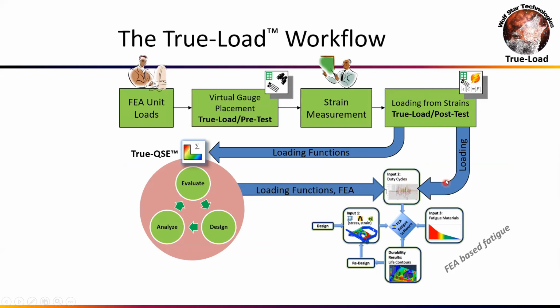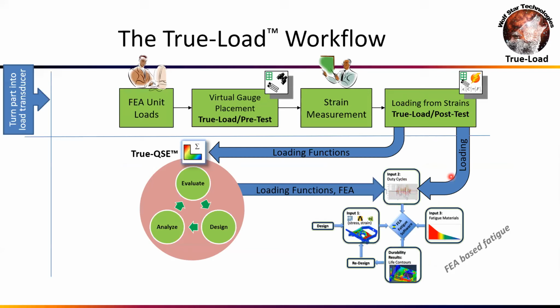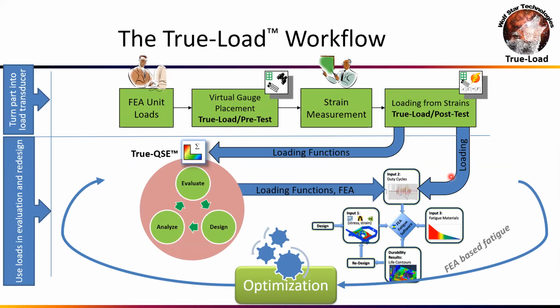So this looks like a kind of complex flowchart, okay? I get it. But really, the first 4 blocks are you turning your part into a load transducer. And then once you've got the measured loads, you use those loads to do design and optimization. So you might do the first 4 blocks once, and then when you're doing your design and optimization, go through this process 20, 30 times as you optimize your part. So that's the basic overall workflow.